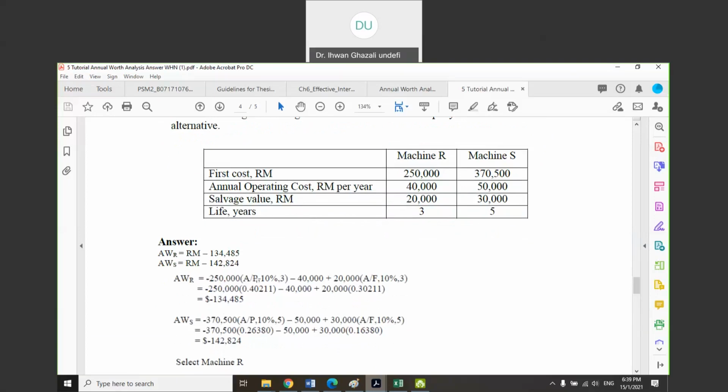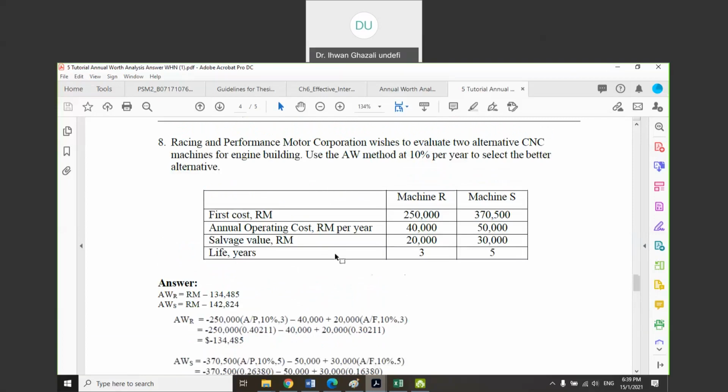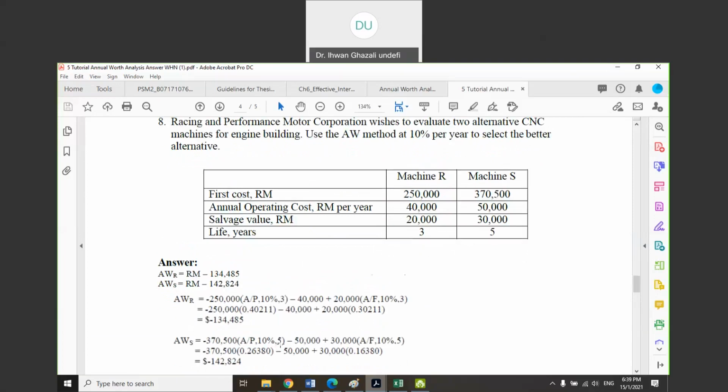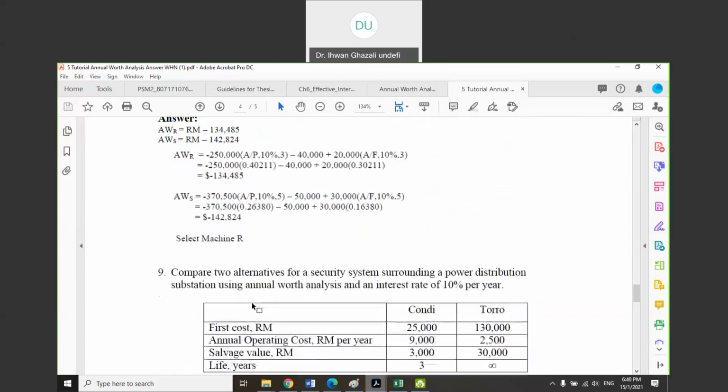Okay, this one is the cost, to find A given P, and this is 10%. This one is a 3-year life cycle. For this one it is the same thing, this is 5 years. This one is also cost for annual operating cost. This is the salvage. Salvage is plus. Salvage is given, to find A given F. Right? So this is the answer.